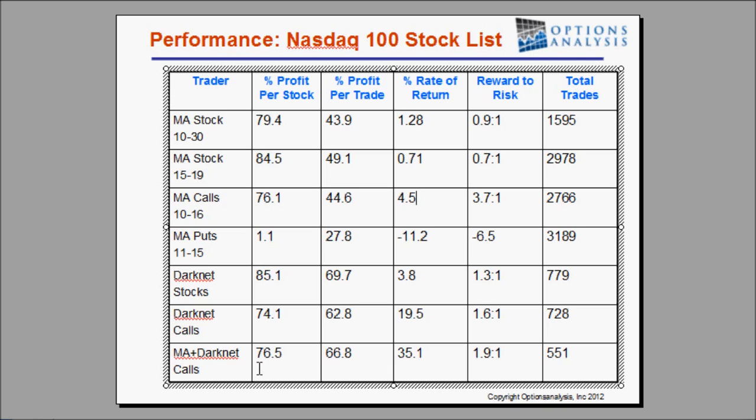And lastly, we see that when we merge Darknet and moving average, we go in all the directions that we want to see. We want to see fewer trades, but we want those trades to be of a higher quality. And the higher quality is what you see happening in the rate of return and in the improvement in the reward to risk ratio.